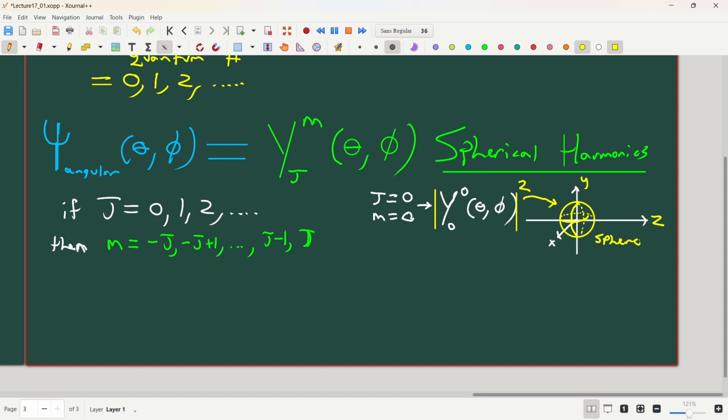Right, so the formula for this function, which is normalized, is 1 over 4 pi. There is no angular dependence. It's just a number, right? A sphere has no angular dependence. It looks the same in all directions. So the wave function for rotation in the ground state, j equals 0, no angular momentum, is just a sphere. It means the electron can exist anywhere.